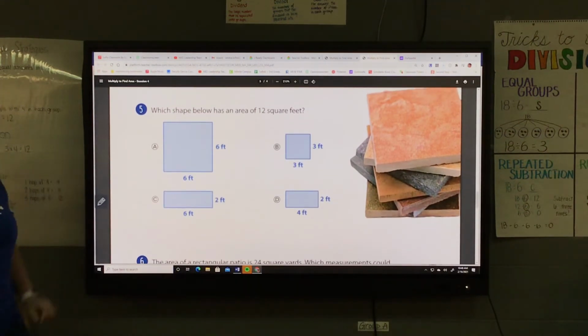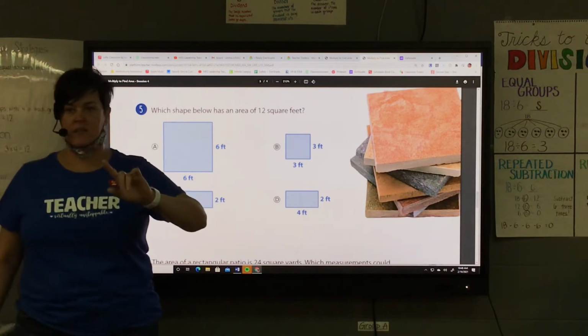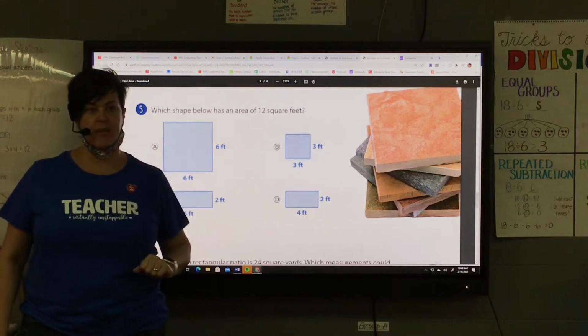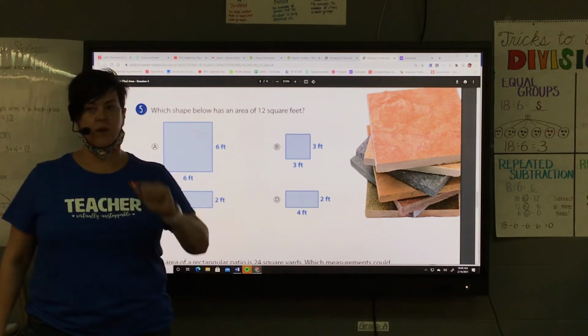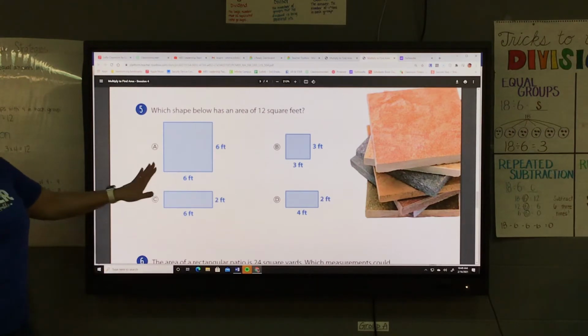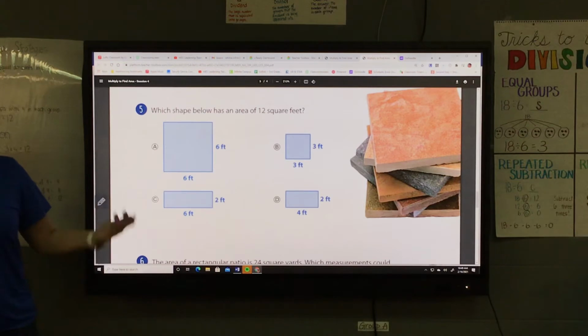Okay, look at 5. Which shape? They didn't say shapes, did they? So shape, that means how many? 1. Which shape has an area of 12 square feet? So if you multiply those, which one would equal 12?